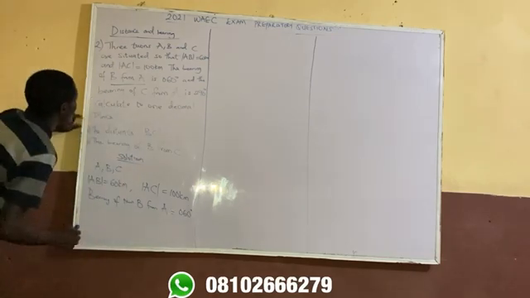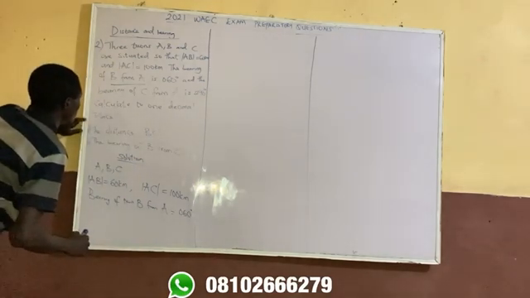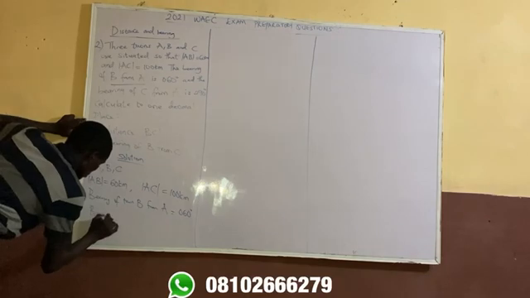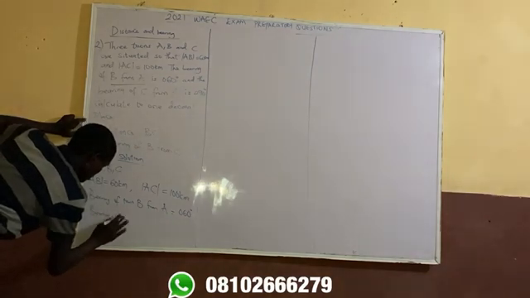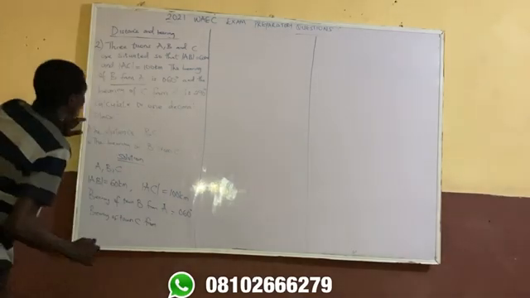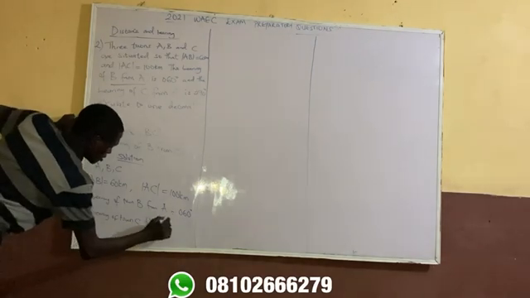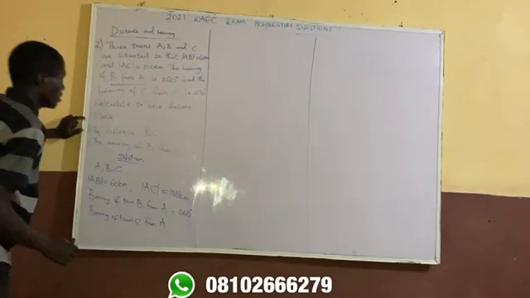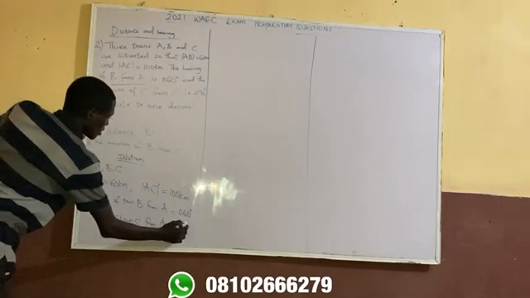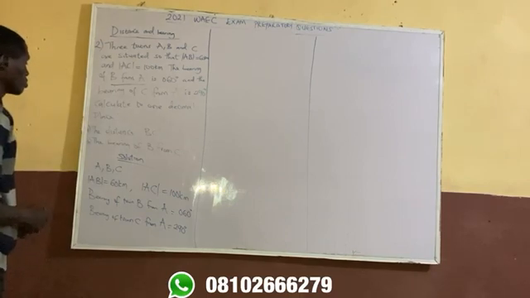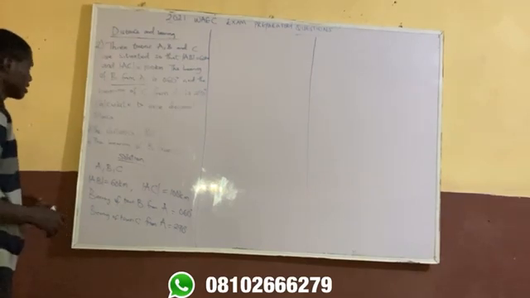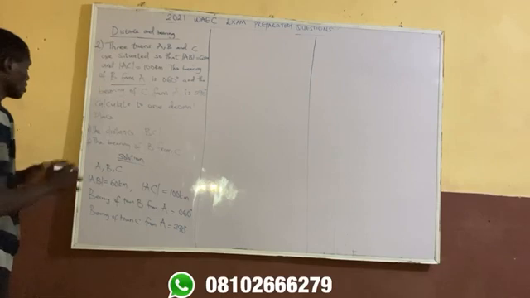And the bearing of C from A is equal to 290 degrees. The bearing of C from A is equal to 290 degrees. Then you have already aligned the parameters.